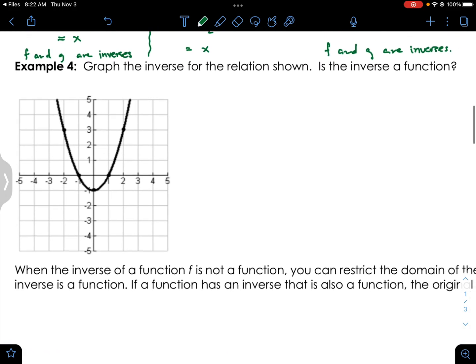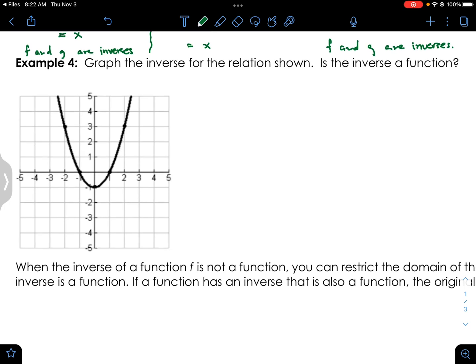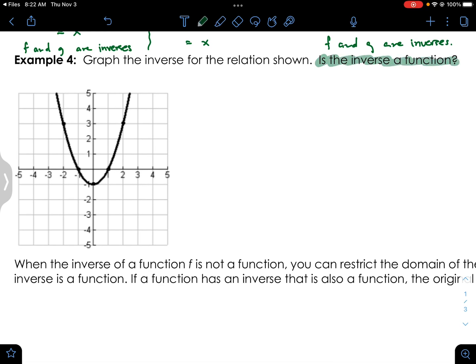So this next question says, graph the inverse for the relation shown. Is the inverse a function? So we can answer this question right now. The answer to that is no, because we'll call that f of x does not pass the horizontal line test. Again, the horizontal line test is if we draw a horizontal line and we see that there is at least one y value that has two x values mapping to it, then we know that the inverse will not be a function.